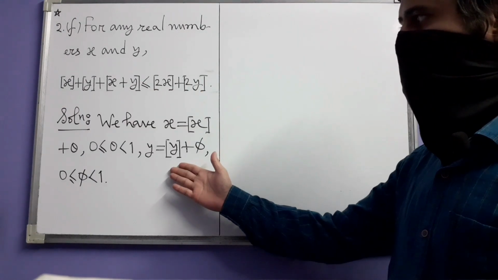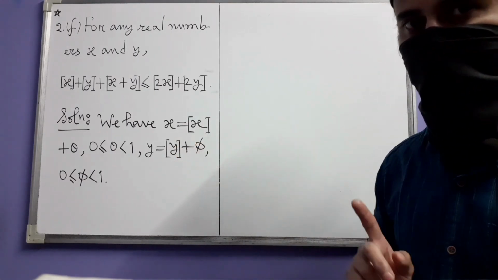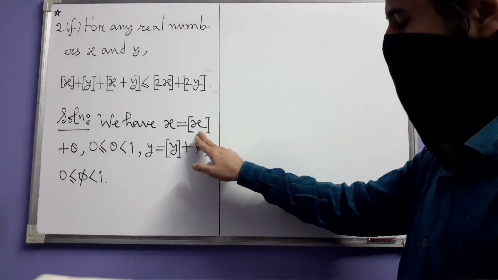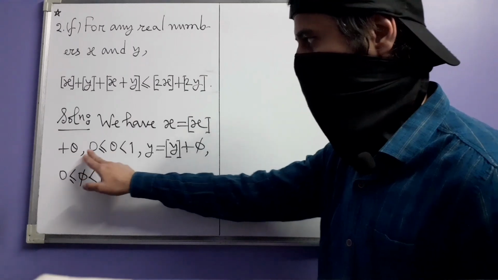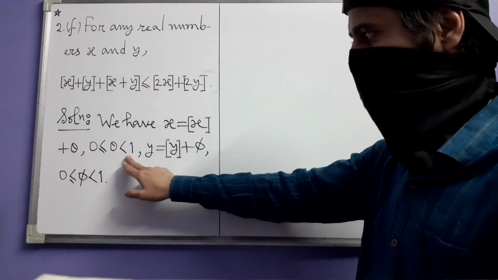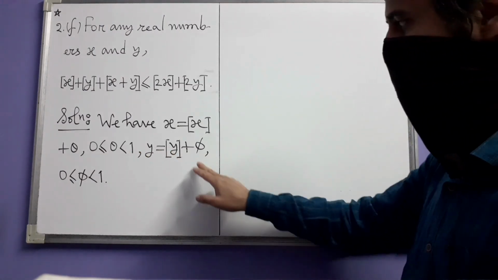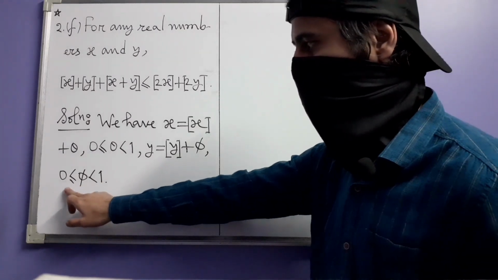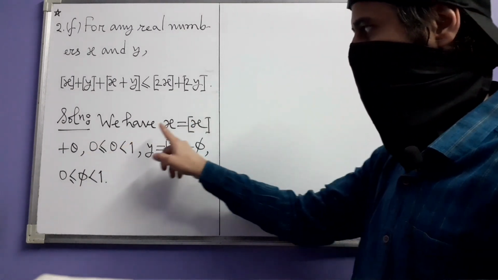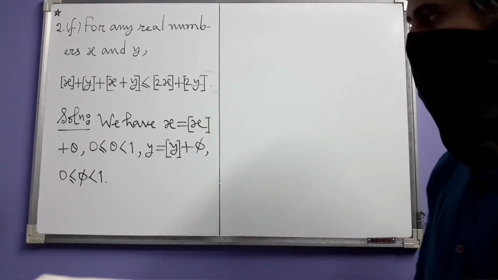This is how the solution starts, where we decompose x and y like this using the greatest integer function. And we already know that we can write x equals its greatest integer value plus theta, where theta is non-negative, that means it's greater than or equal to 0 and less than 1. Similarly, y equals box y, or its greatest integer value, plus say phi, where phi lies between 0 and 1 in this manner. Actually, this theta is nothing but x minus box x. Similarly, phi is y minus box y.